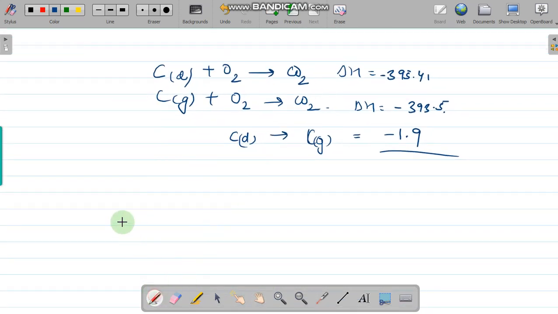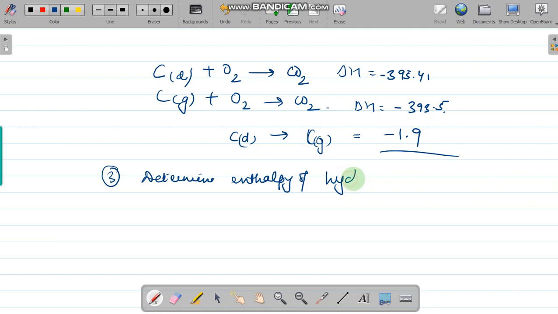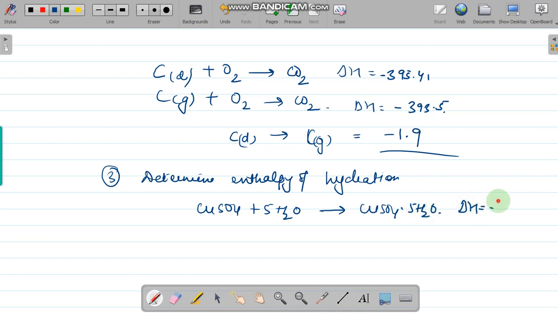The third application is to determine enthalpy of hydration. Now, what is enthalpy of hydration? For example, we have CuSO4. When it is combined with water, it gives CuSO4 dot 5H2O. So delta H will be minus 78.2. Now, this CuSO4, what do you do?